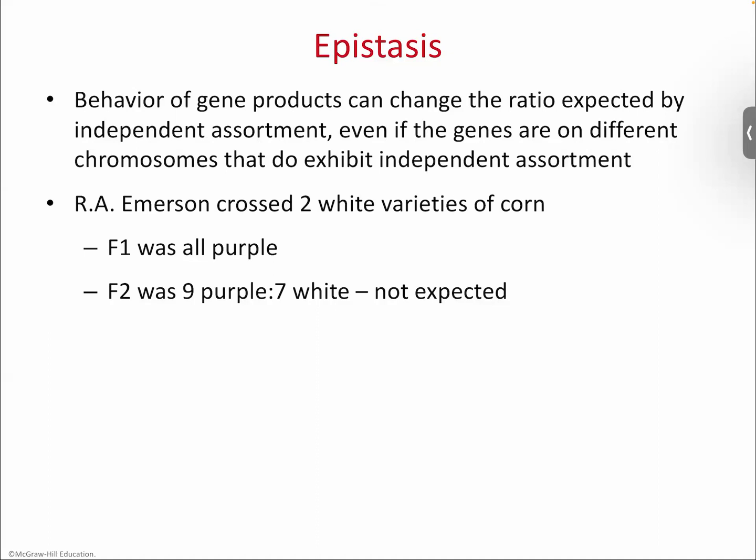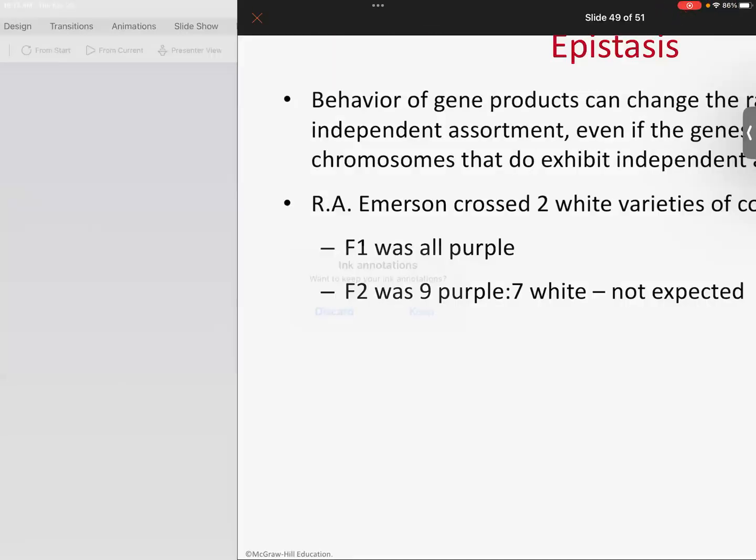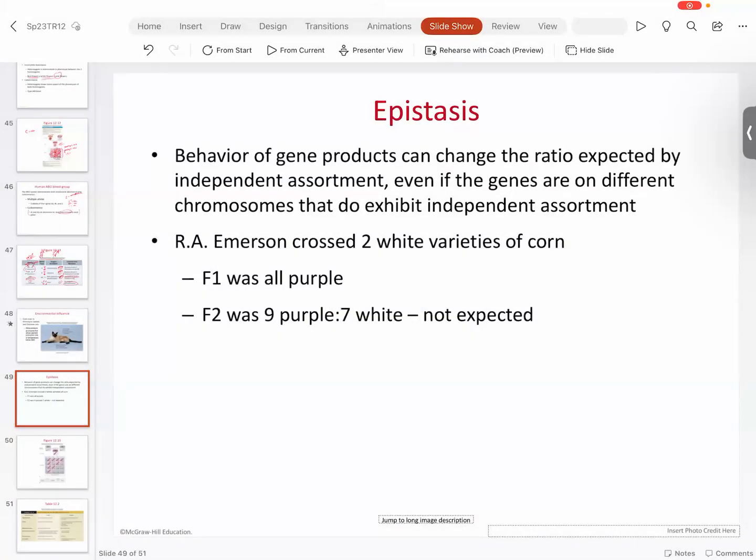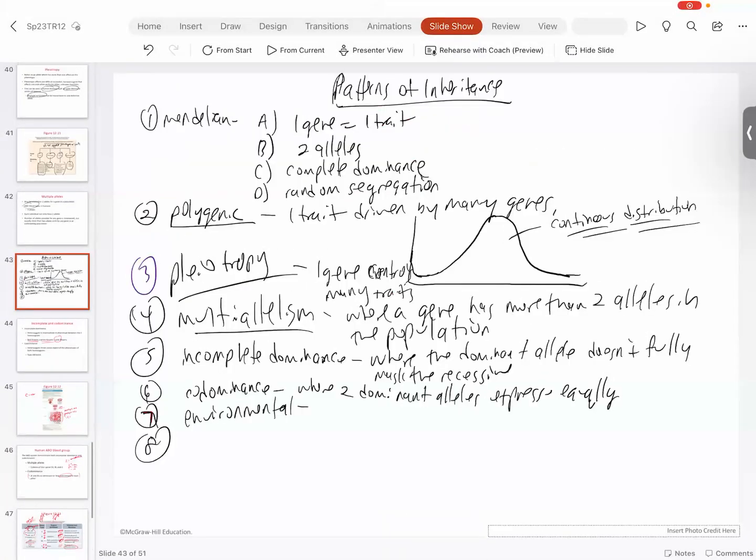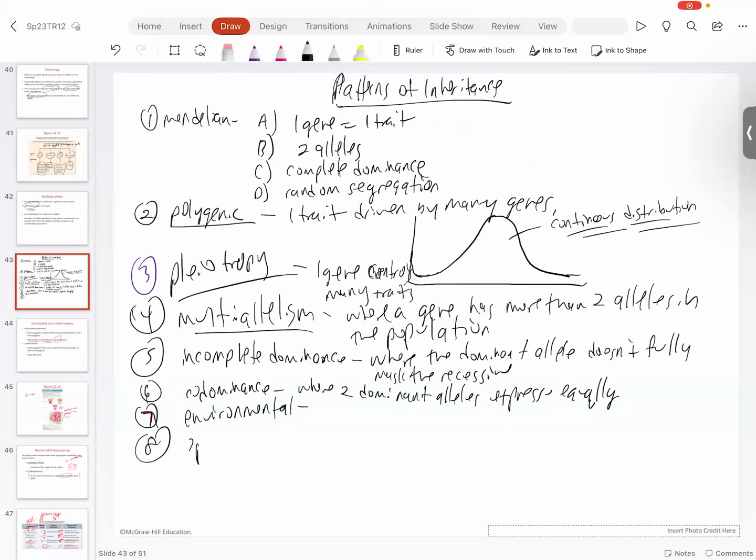Okay, epistasis is kind of the last one we have here. This is basically where one gene affects the expression of another. Now I'm going to go ahead and define epistasis with pigmentation because we just talked about pigmentation. And then we're going to take a look at the data that Emerson found.